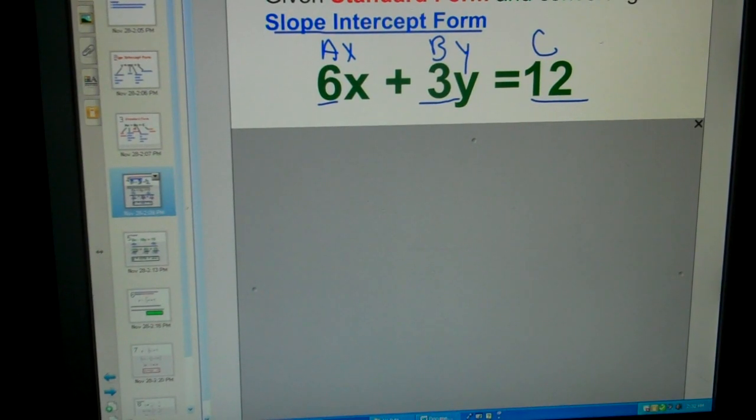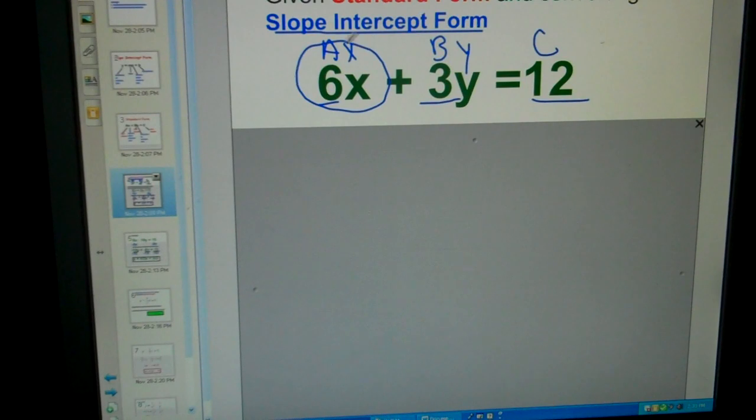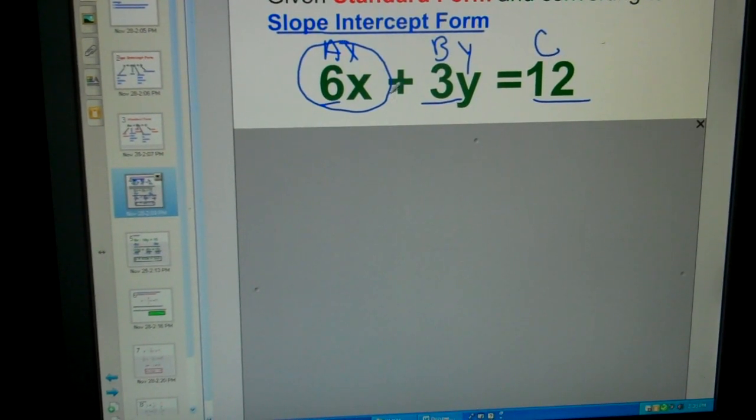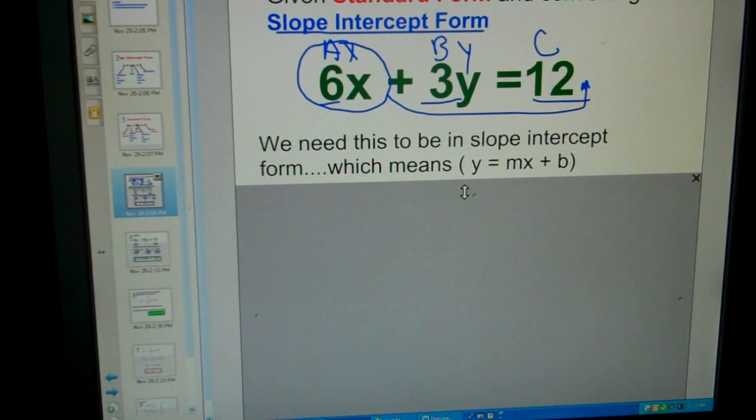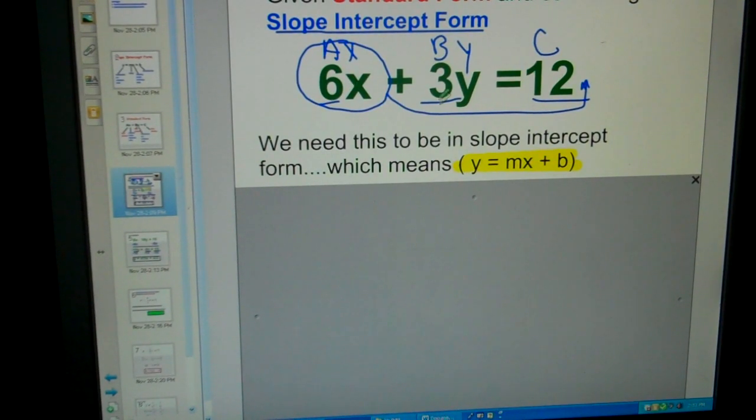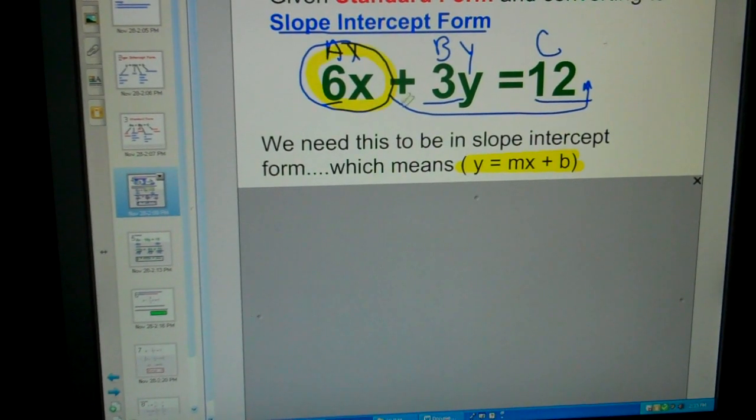It looks like y equals mx plus b. Well, I feel like there's something over here that doesn't belong. Y needs to be by itself on the left side, okay? That means we've got to get rid of something. Which one of these things has to go? Good. This 6x. He's on the wrong side. In order to be slope-intercept form, he needs to be over here. Okay? So let's see what we have below here. There we go. We need this to be in slope-intercept form, which means y equals mx plus b. That's this right here. And as I was just telling you, this 6x is on the wrong side. We need to get him on the other side. So we're going to have to start moving some stuff.